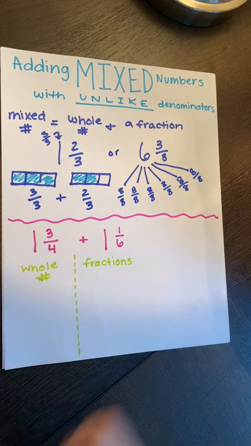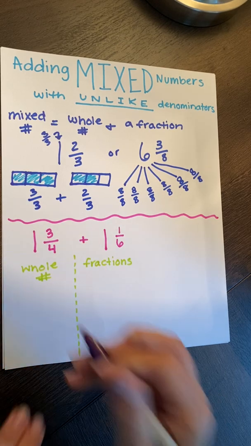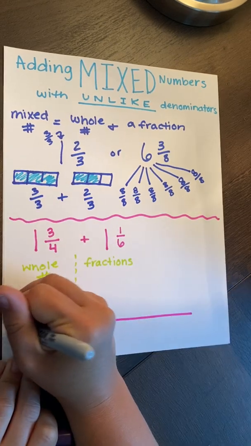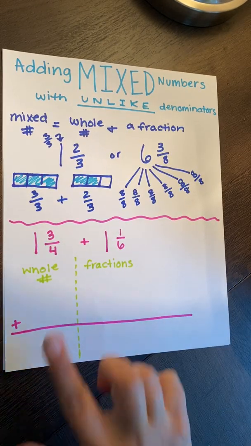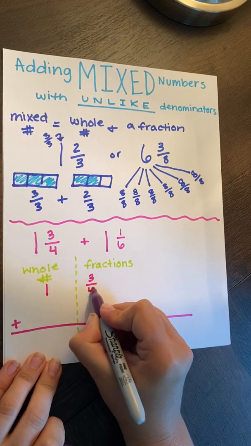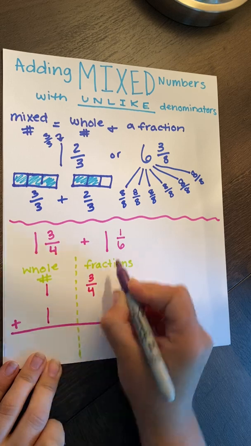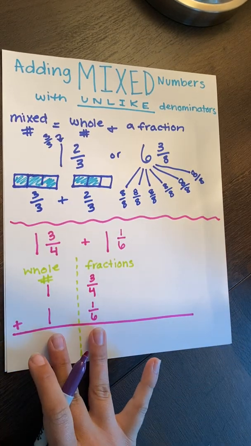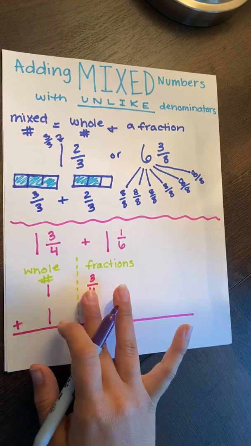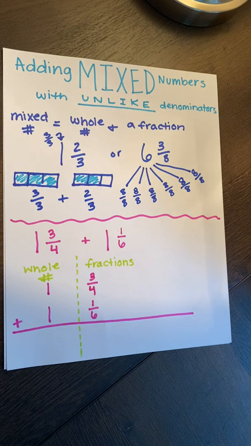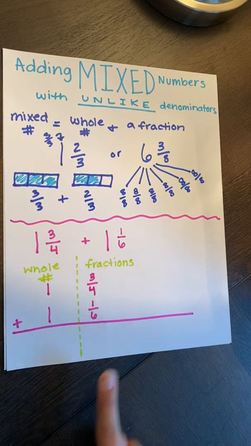And I know we're adding, so I'll put that back in my bar to add. And I'll rewrite my problem. I have 1 3/4 plus 1 whole and 1/6. I haven't changed my amounts, right? They're still the same, 1 3/4, 1 1/6. They're just lined up. Whole numbers and whole numbers, fractions and fractions.